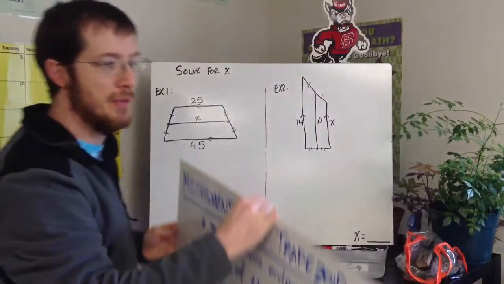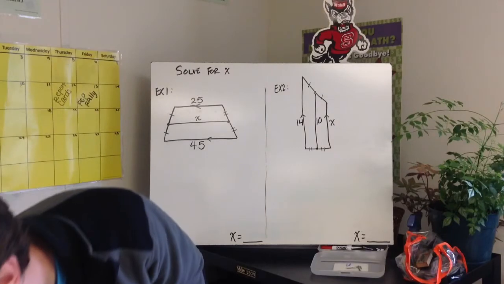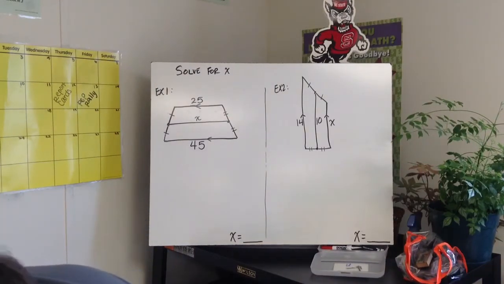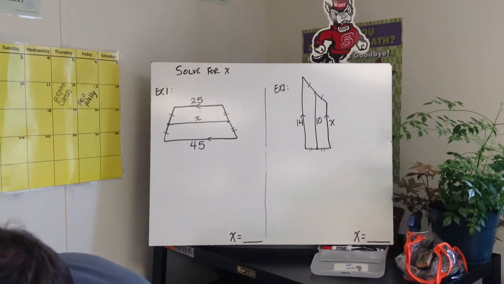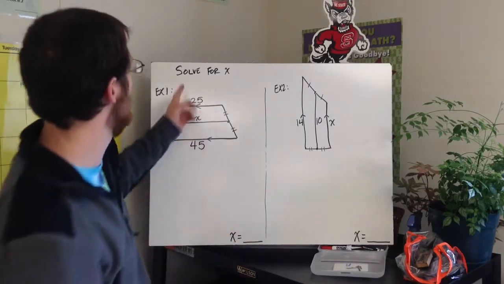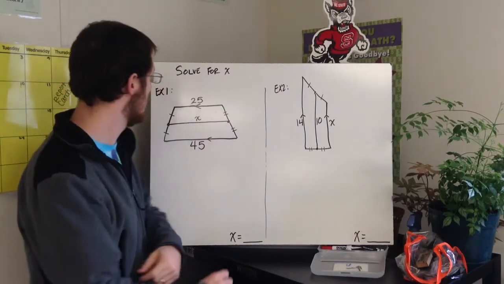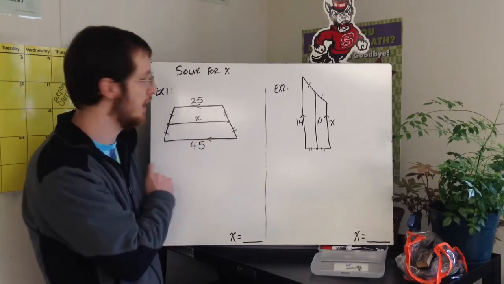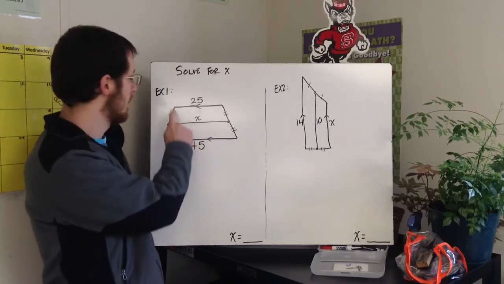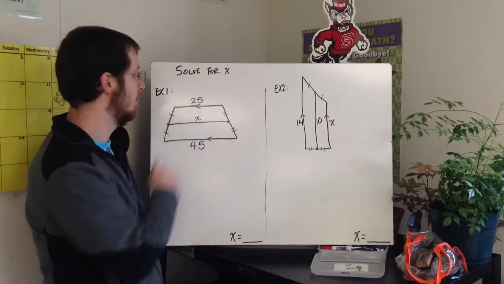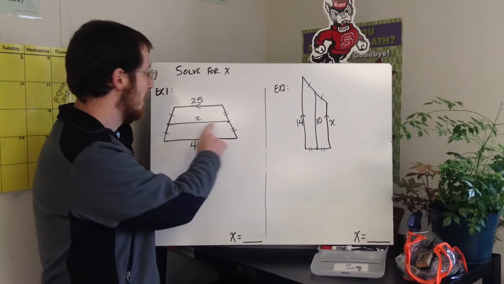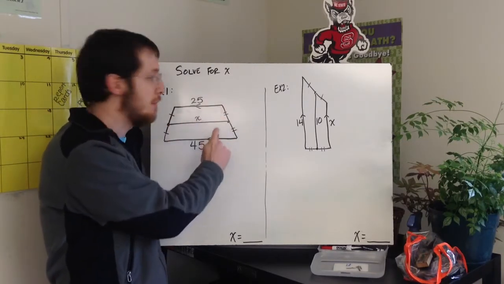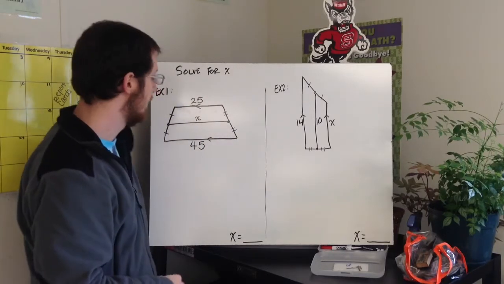Okay, let's look at some example problems and apply what we know about midsegments. Example number 1. We're asked to solve for x. We've got a trapezoid here. We know that because we've got one pair of parallel sides. We've got the midsegment shown by the tick marks, so we've got midpoints. Our midsegment has a length of x, and we're given the two bases, 25 and 45.